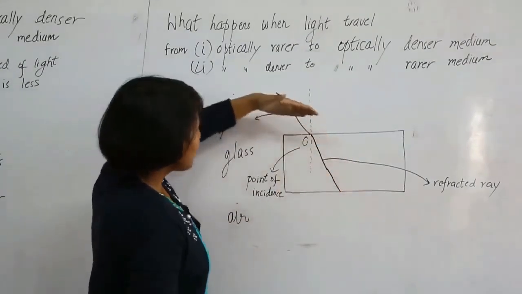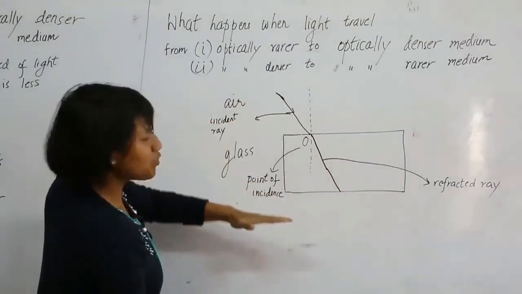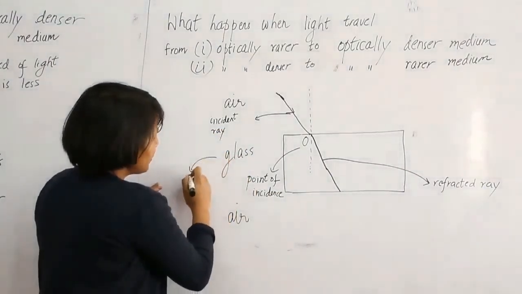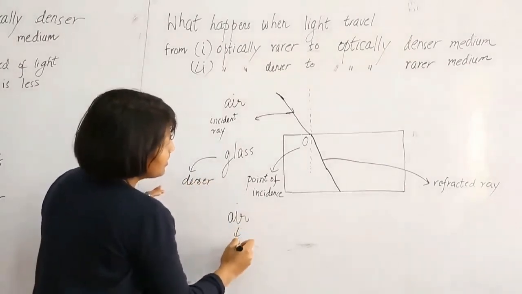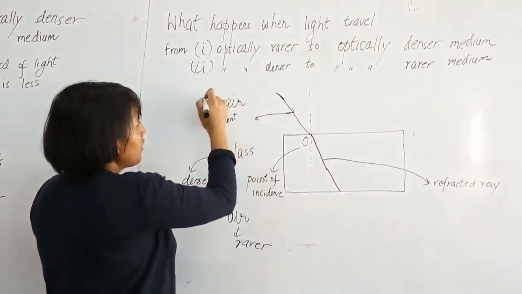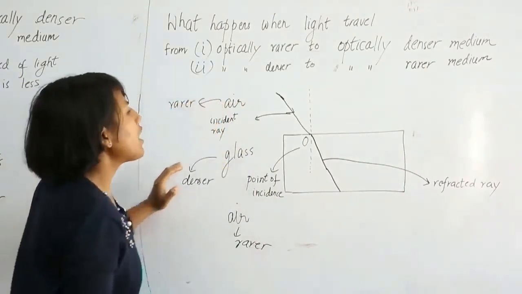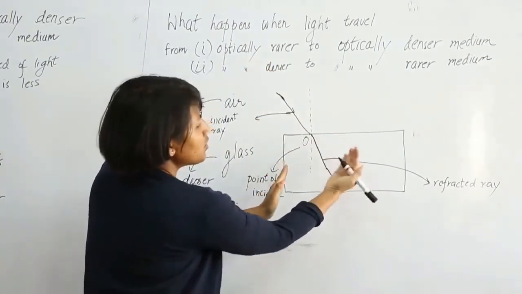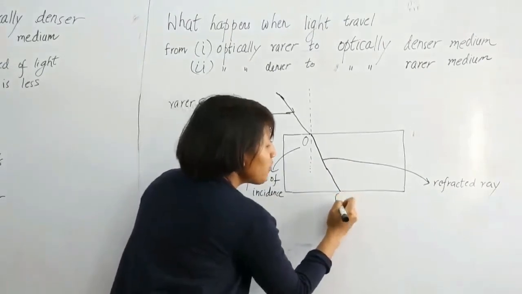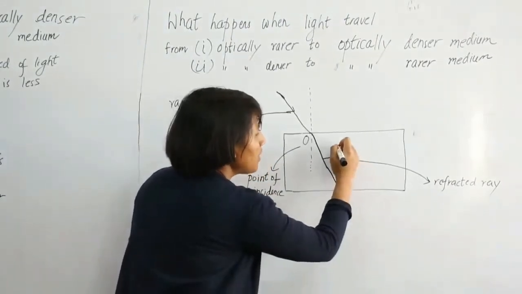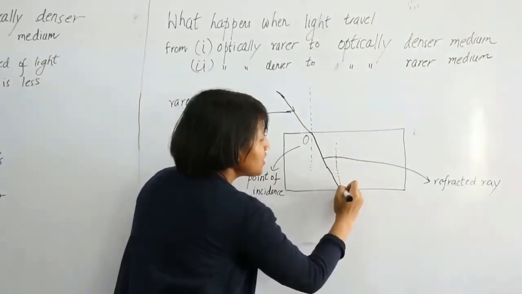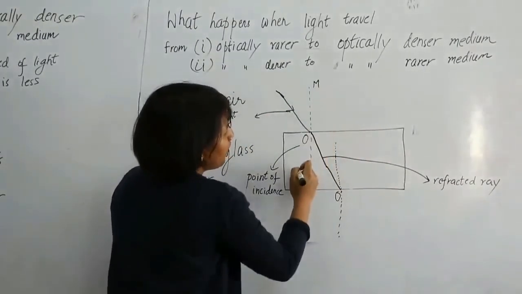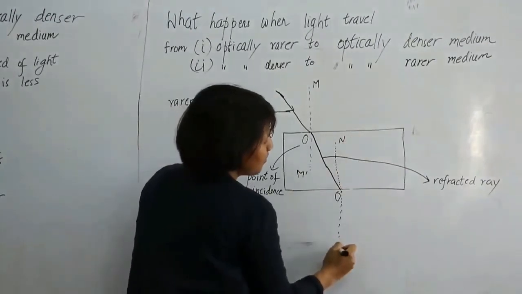Now the incident ray, why? Because now light is traveling from glass to air, again two media. Glass is denser, but air is the optically rarer medium. Previously, when light travels from rarer to denser, it bends towards the normal, right? So now, this is the point of incidence, denoted by O prime. Then we draw another normal through this point of incidence. Let's take this as M prime and this one as N prime.